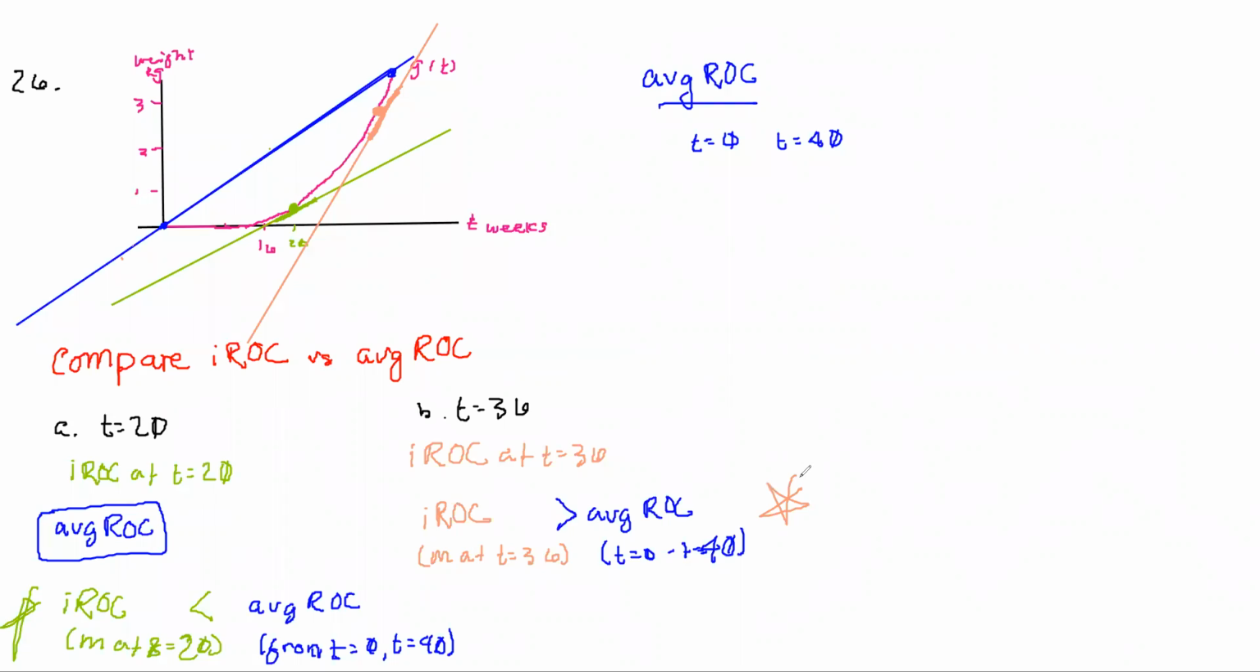Just for practice's sake, I'm going to erase a little bit of this graph up here. Is there a place in this G of t graph where the slope of G of t is equal to 0, where G prime would be 0? Is there a point where that's the case?